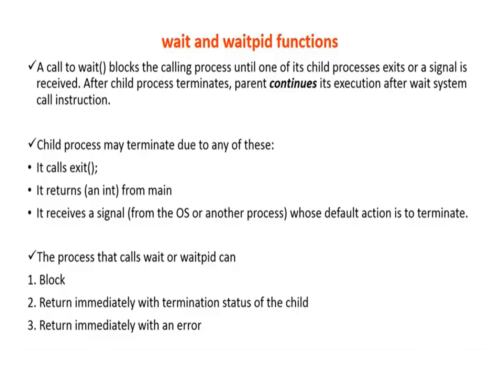A child process may terminate due to any of these reasons: it calls exit, it returns from main, or it receives a signal from the operating system or other processes whose default action is to terminate. The process that calls wait or waitpid can block itself till a child exits, or return immediately with the termination status of the child, or return immediately with an error.